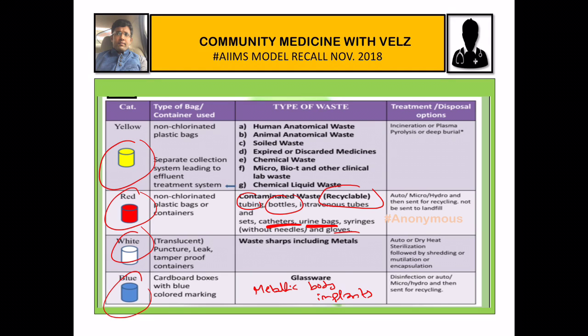Yellow is mainly for soiled waste, that is human anatomical waste, animal anatomical waste, and soiled waste like the product of MTP. After doing MTP, which bag will you use? You will put it only in the yellow bag, as that is human anatomical waste. It also includes microbiology, biotechnology and clinical lab waste, chemical waste, and discarded or expired medicines, which should also go under the yellow color bag.